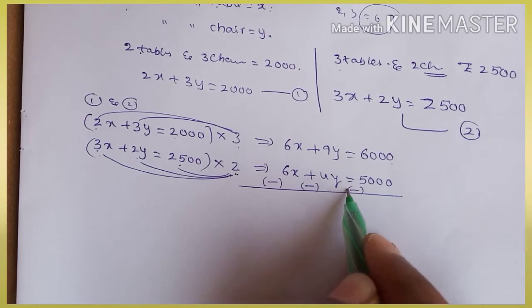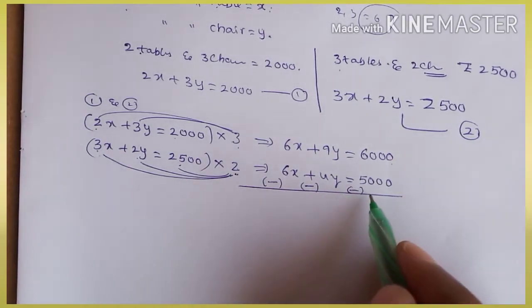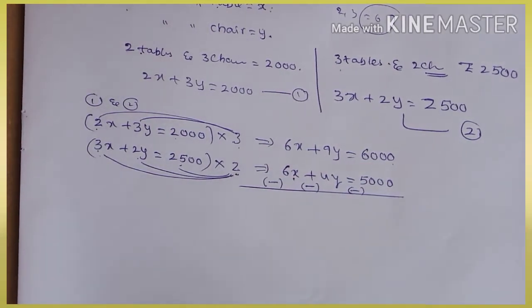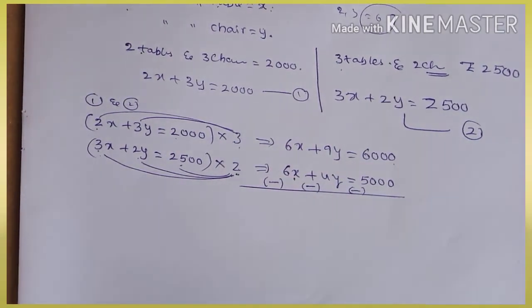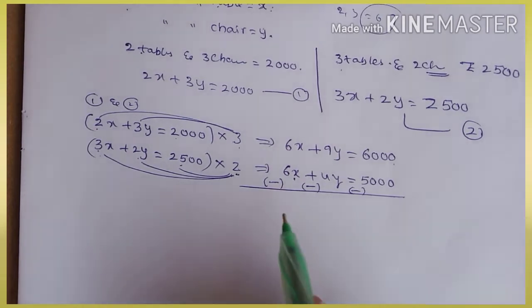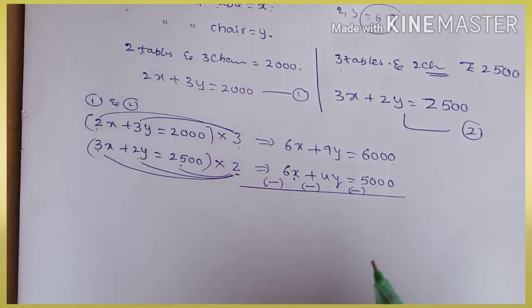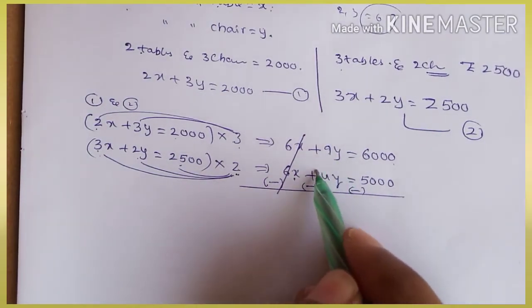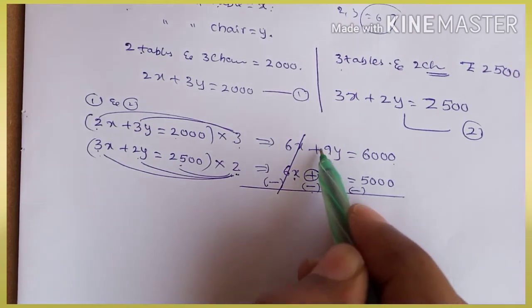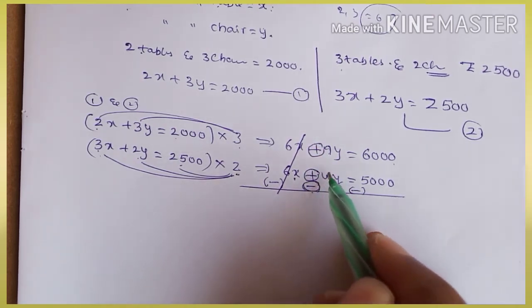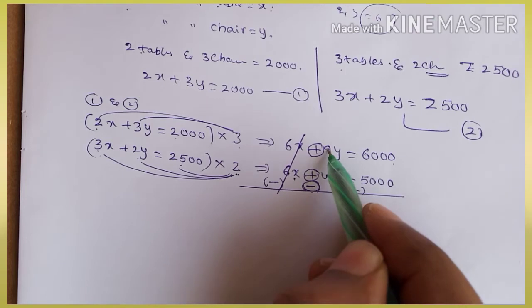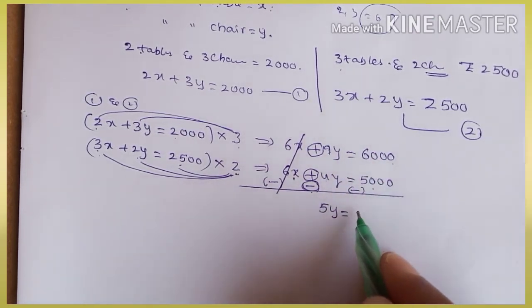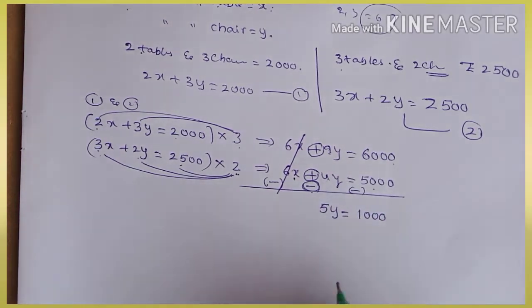Here also minus, here also minus. Why are we trying to change the sign? Because plus 6x is not possible to cancel. Plus 6x and minus 6x only will get cancelled. So we have to change the sign for all the terms. So these two get cancelled. Here this is plus 9y and this is minus 4y. These two are opposite signs, so subtraction. 9 minus 4 is equal to 5. 6000 minus 5000 is equal to 1000.